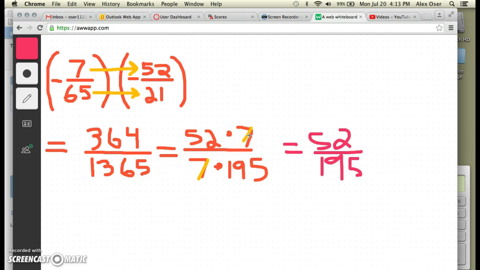In other words, what this means is that if you take 7 times 52, you get 364. If you take 7 times 195, you get 1,365. So these factors of 7 we were able to cancel out of the numerator and the denominator, which left us with 52 over 195.